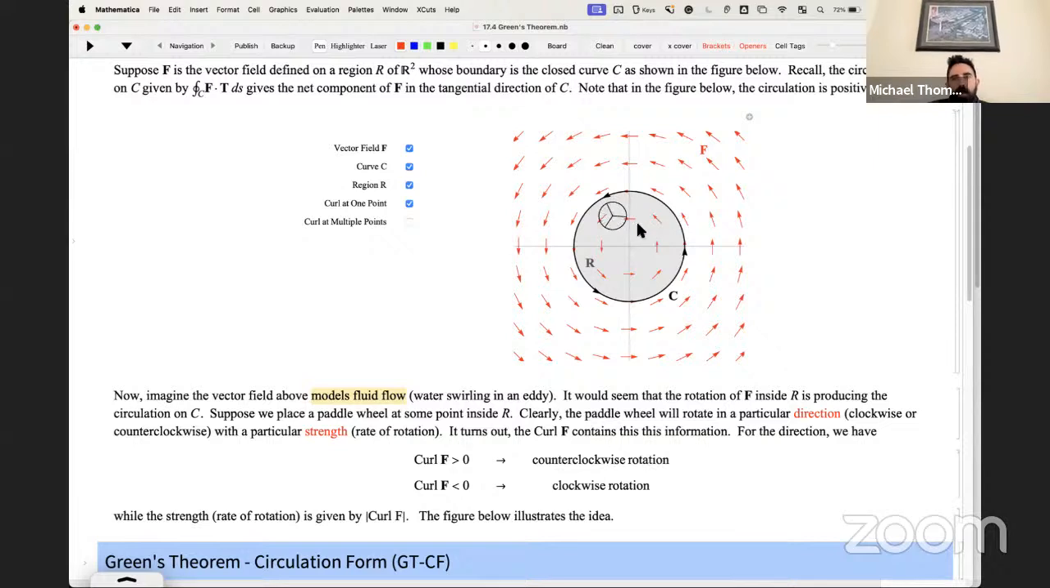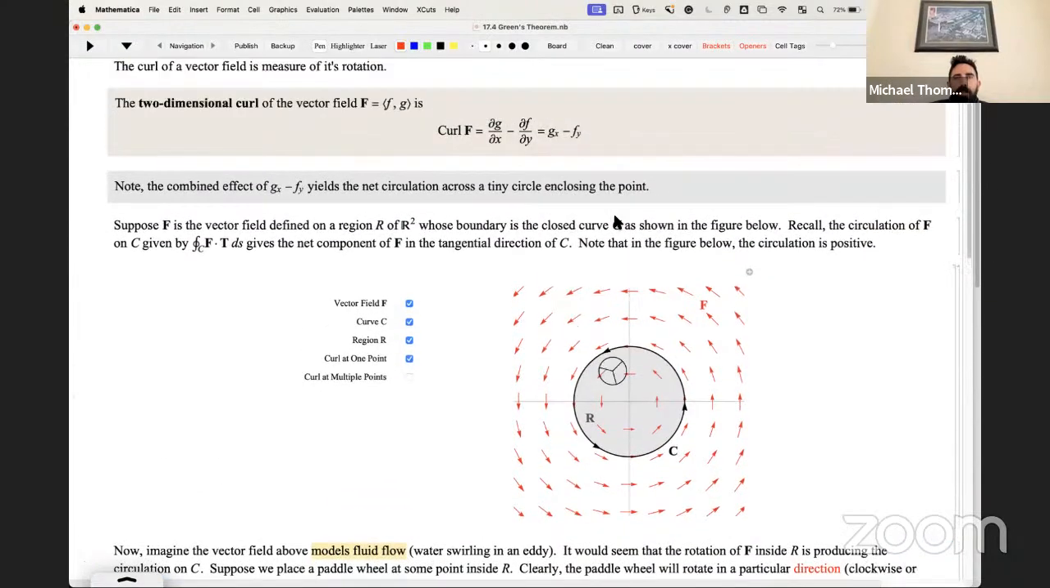So now you've got this water that's kind of pushing on the paddle wheel, and the paddle wheel is either going to turn, it's got a direction. It's either going to turn in the counterclockwise direction like it is right now, or, if the water's pushing harder the other way, then it would rotate in the clockwise direction. And then also it's going to rotate with a particular strength, right? Or rate of rotation. If it rotates really fast, it means the water's causing it to turn real fast at that point. So what does this have to do with the curl?